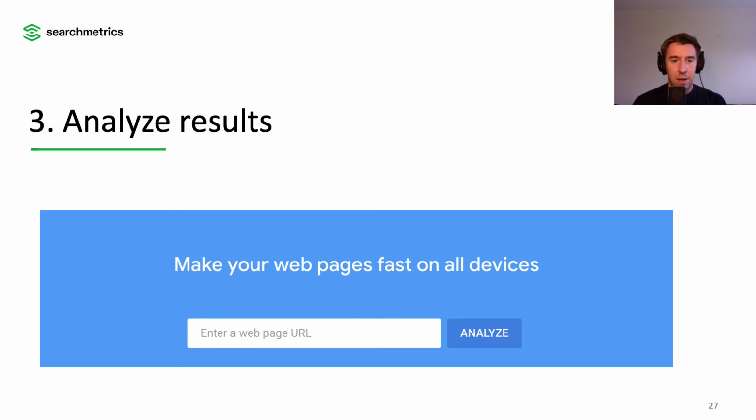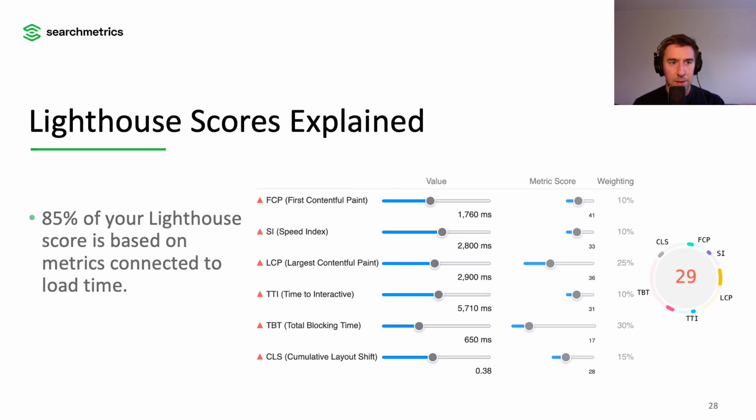So how do we analyze the results? You'll see at the top a number from 0 to 100. This is in fact your Lighthouse score. A lot of people get this confused, but at the top of the PageSpeed test, Google directly imports your Lighthouse score. It's important to understand how this is weighted.